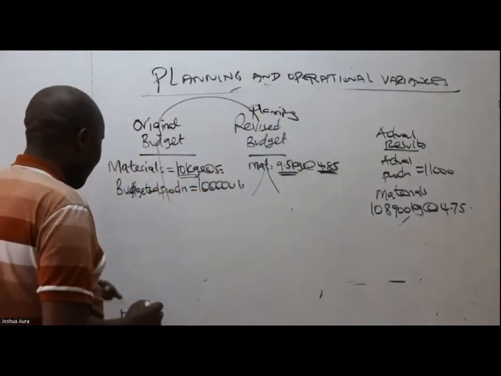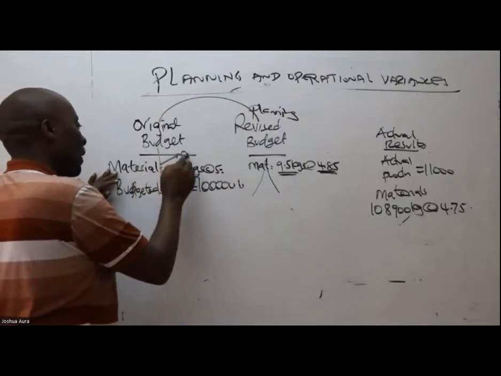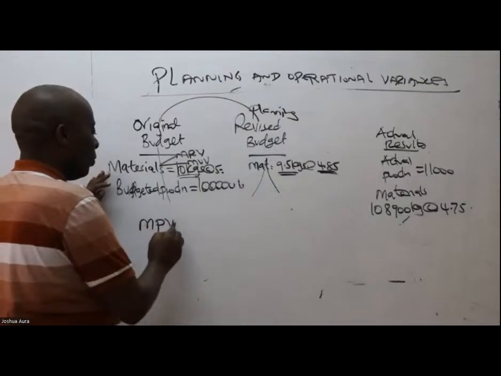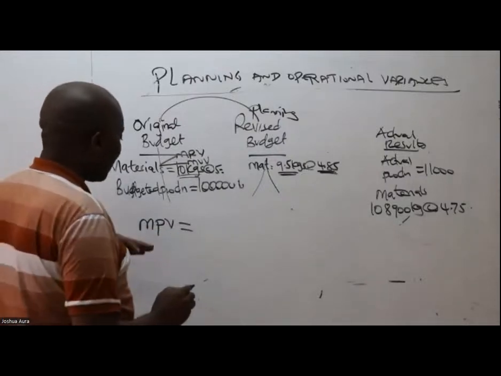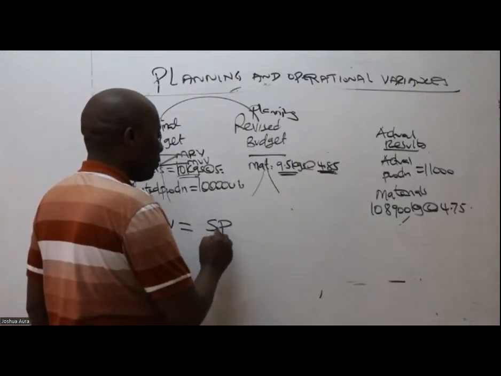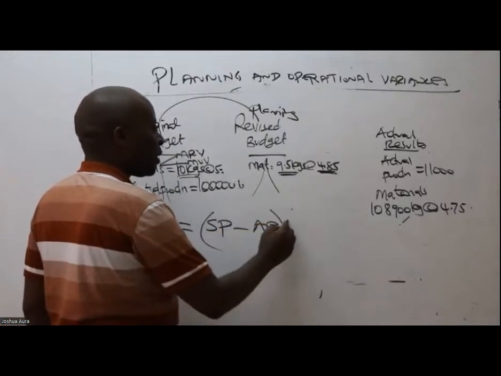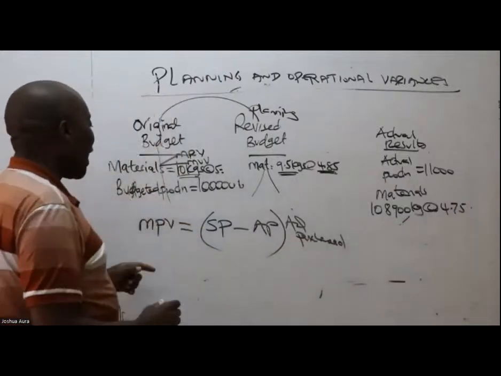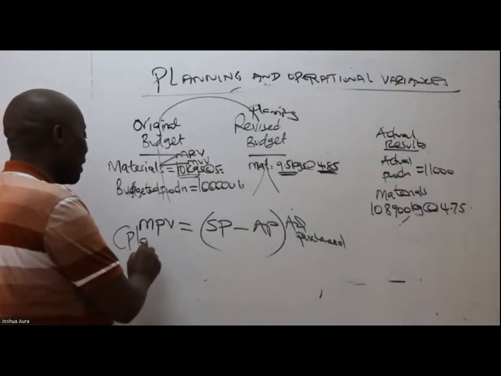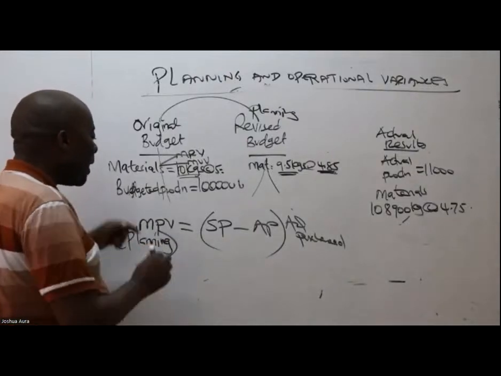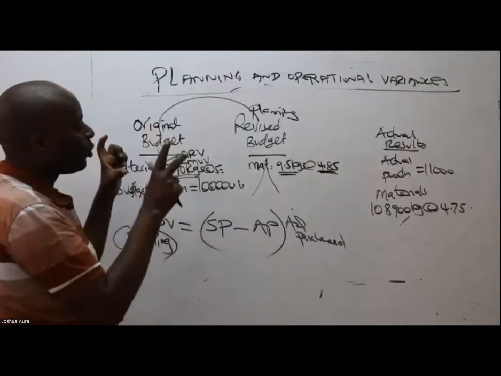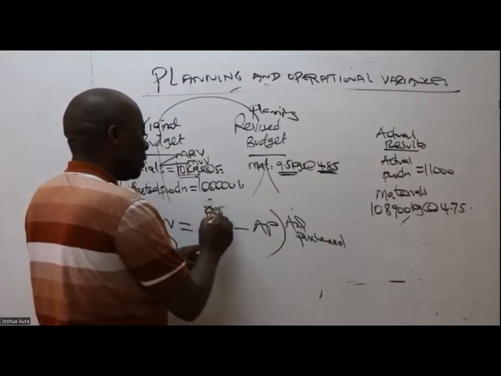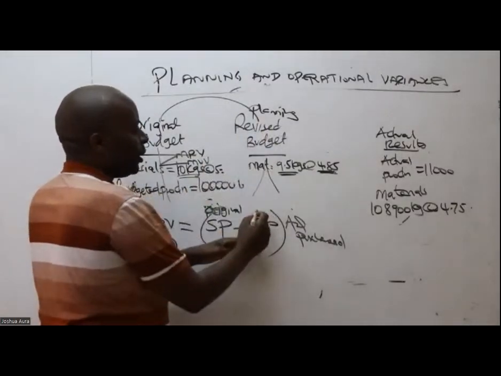What you will do, my friends, if it is material, we know that material has got two variances, material price variance and the material usage variance. First of all, I'll write my usual formula the way it is. My material price variance, the normal one, is the difference between standard price minus actual price, and then outside here, actual quantity purchased. But when they mention the word planning, whatever is in brackets, I'm comparing between two things: the original standard price and the revised price.